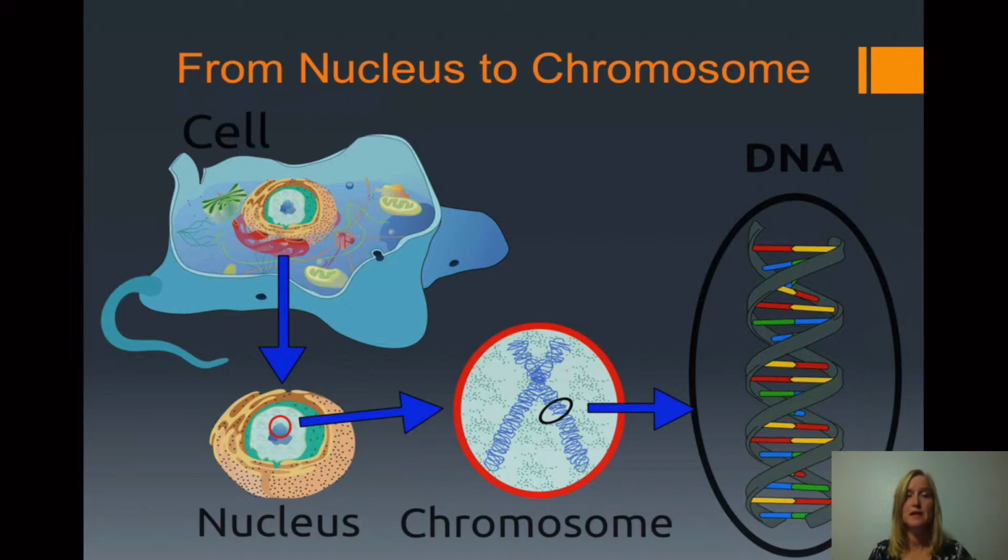So from the cell, we have the nucleus inside the cell, and you remember this from when we were talking about the cell structures and organelles. Well, inside that nucleus, we have the chromosomes, and the chromosomes are made up of the DNA.